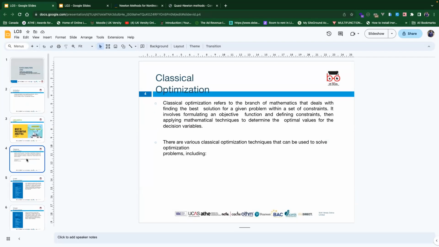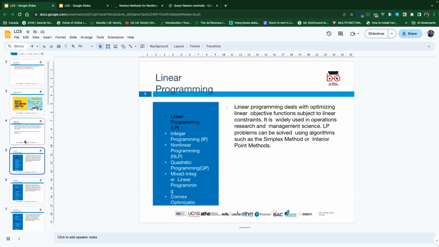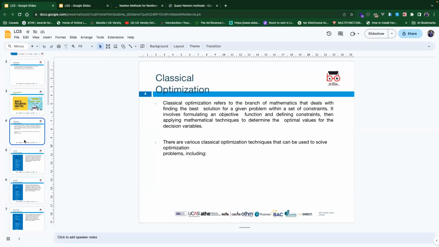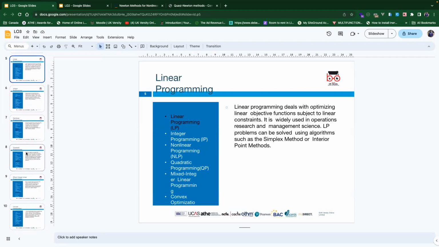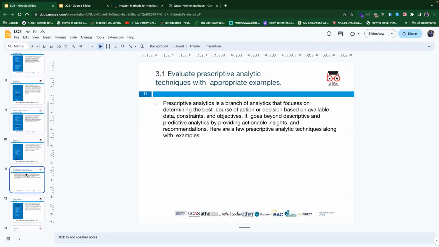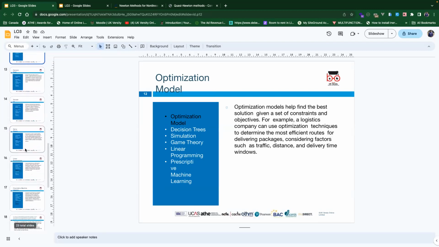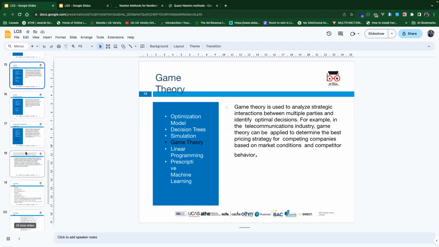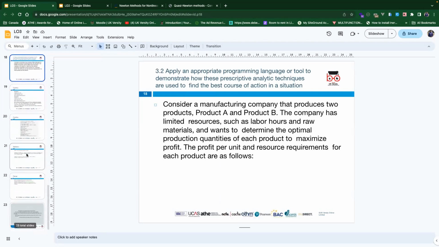We also looked at an example of classical optimization, which involves linear programming, among other things. We also evaluated prescriptive analytic techniques with appropriate examples, which involve optimal models and decision trees, among other things. We looked at game theory, and we looked at an example of two products and all.